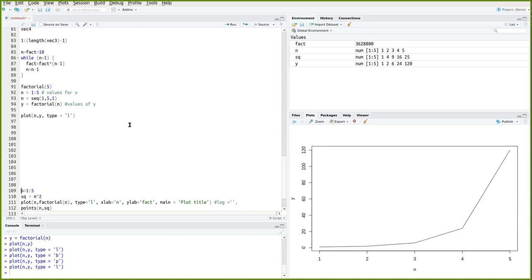Now, even in the plot function, you can give a lot of details, whatever you want to add. For example, I don't want the default x-axis label. I want to give a nice label to this.